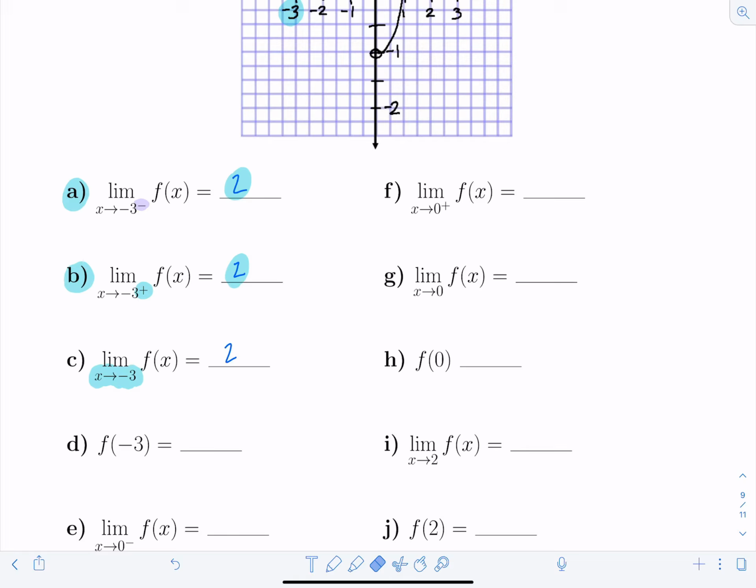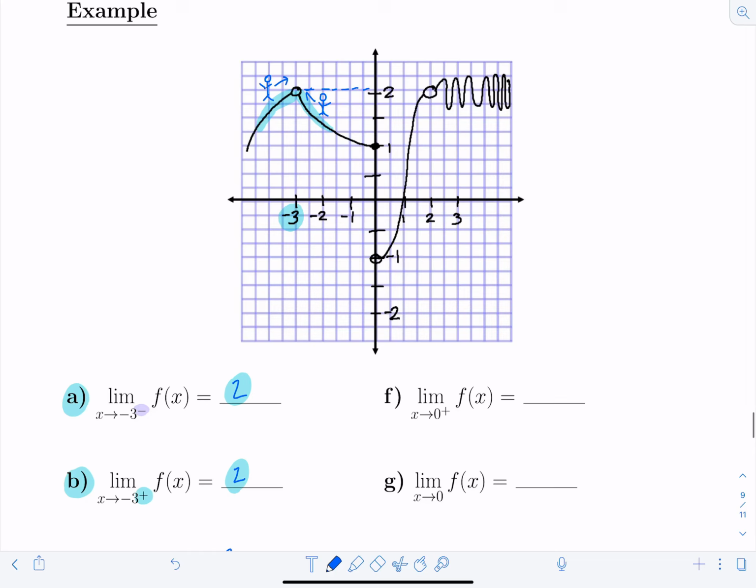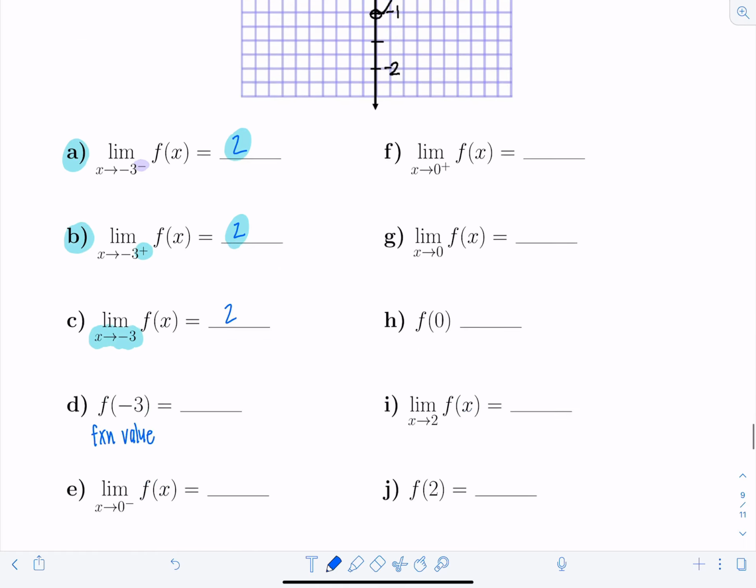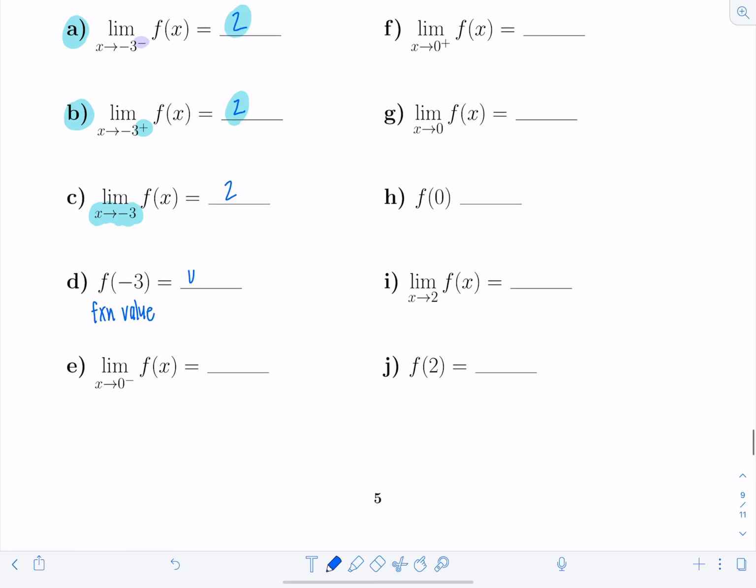All right, now part D is asking for f of -3, meaning it wants the function value. What is the actual value of the function when x is equal to -3? So look at the graph. And since we have an open circle, that means the function is not defined at -3. Do you see another circle filled in somewhere where x is -3? I don't. So f of -3 is not defined. Undefined, not defined.